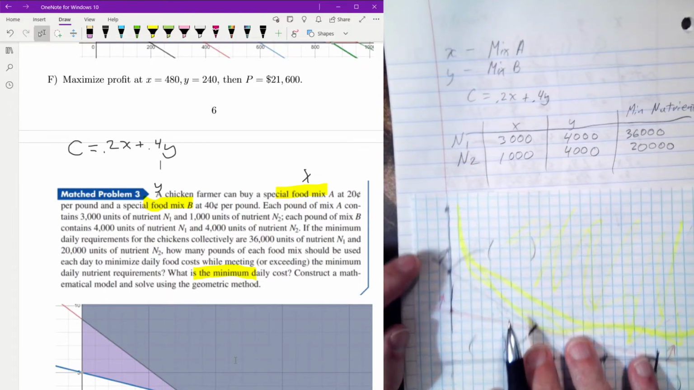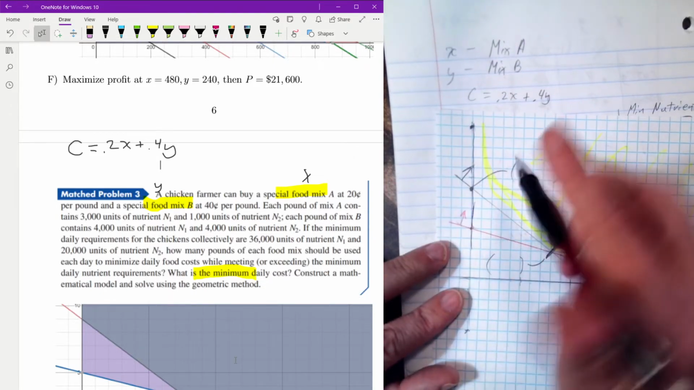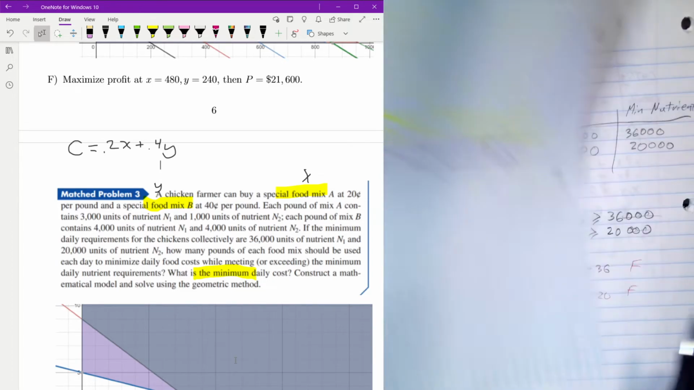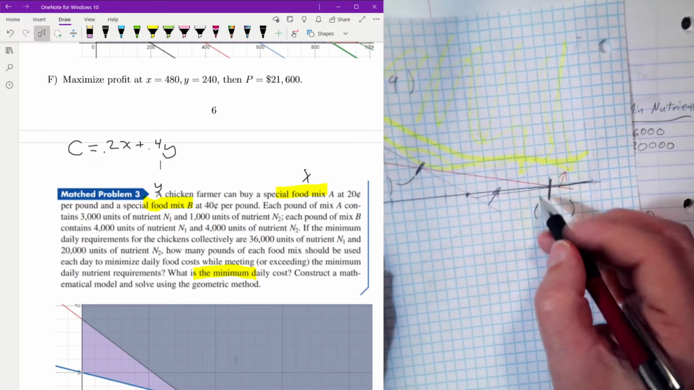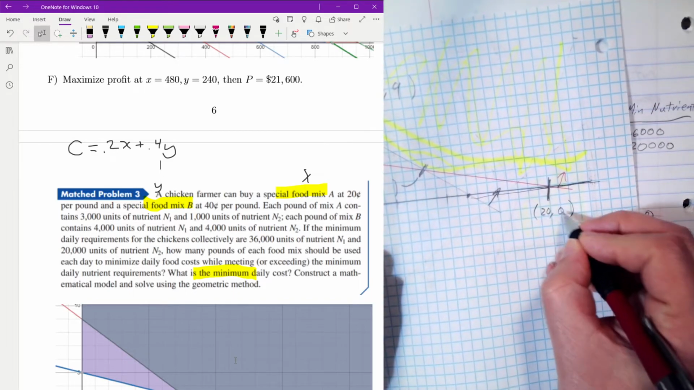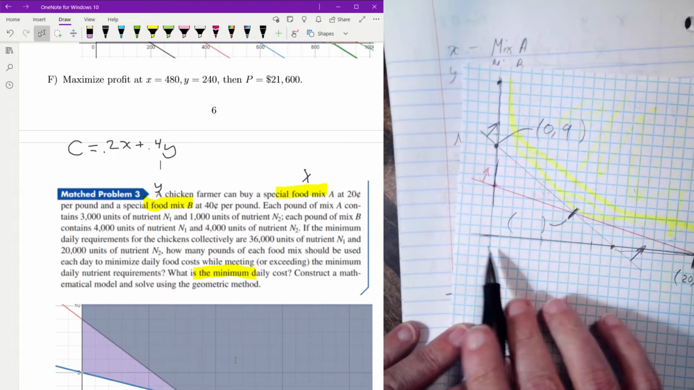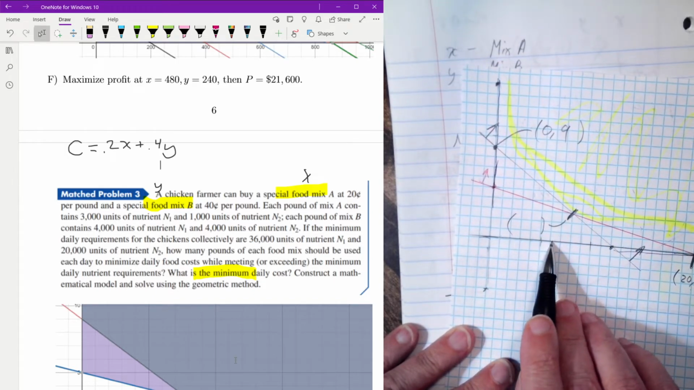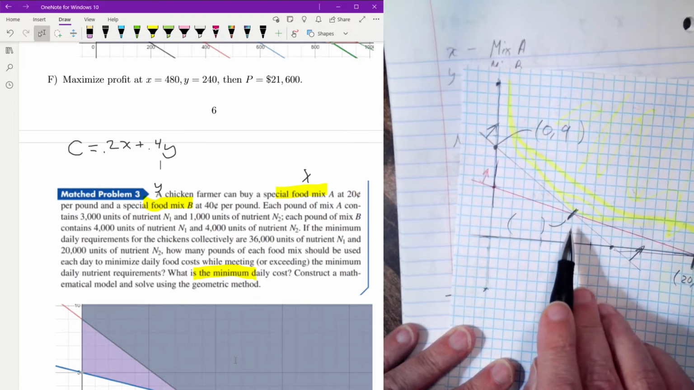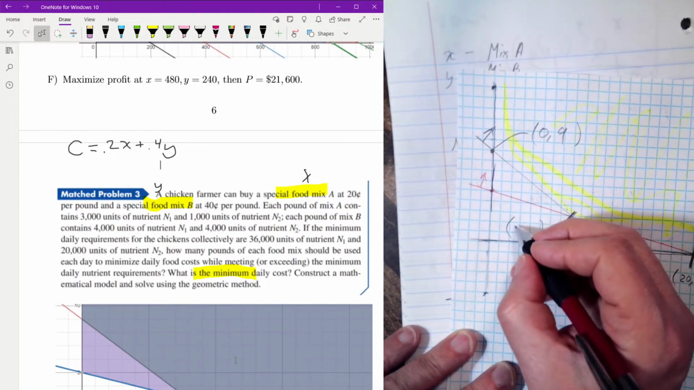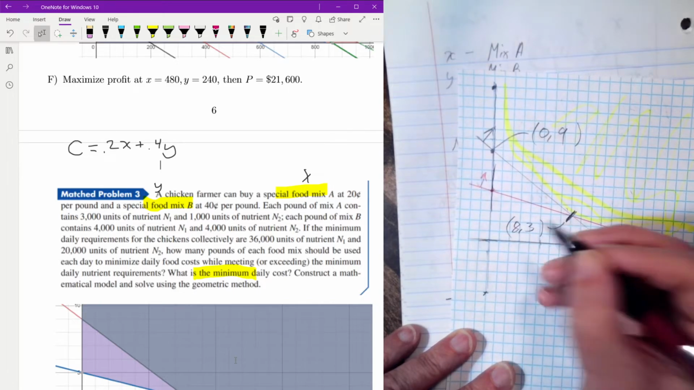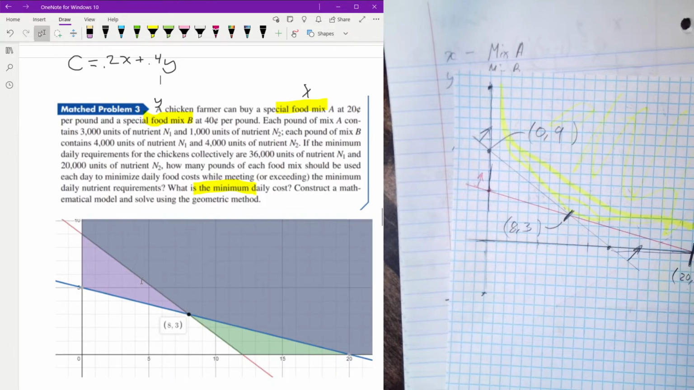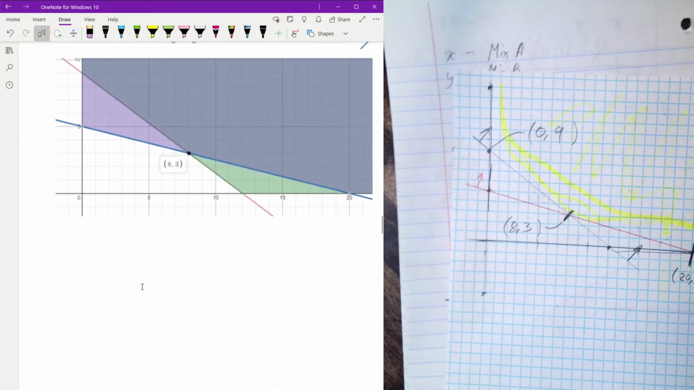So this one should be pretty straightforward. It's 0, 9. This one should be pretty straightforward. It's 20, 0. And this one we've got to calculate. And it is 1, 2, 3, 4, 5, 6, 7, 8. 1, 2, 3. So 8, 3. Does that match up with what we have here? I believe it does.